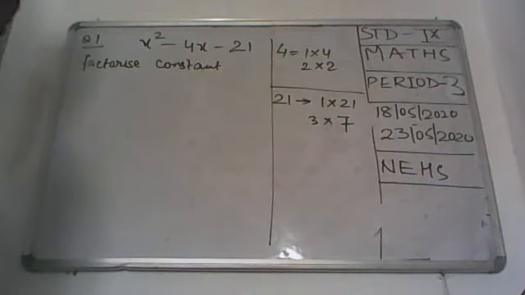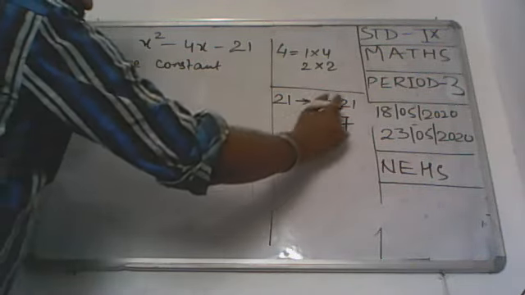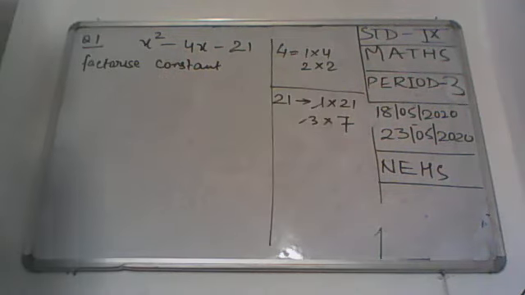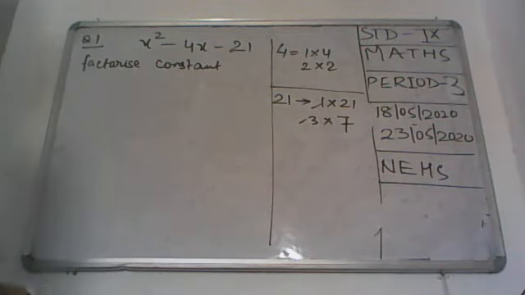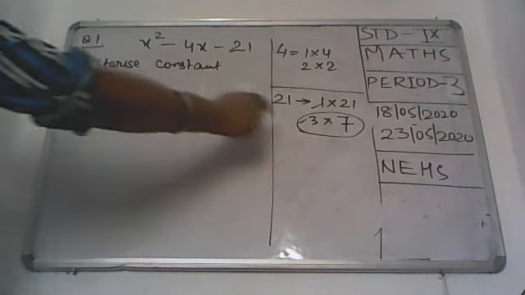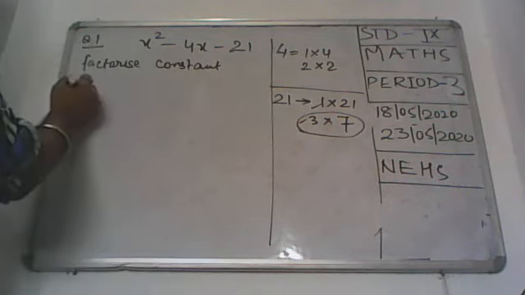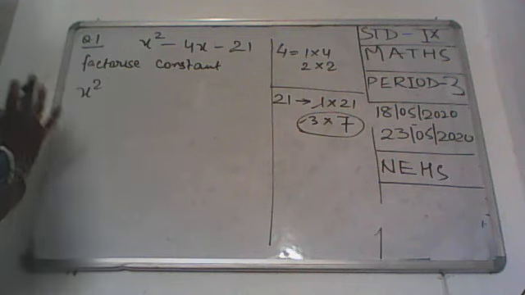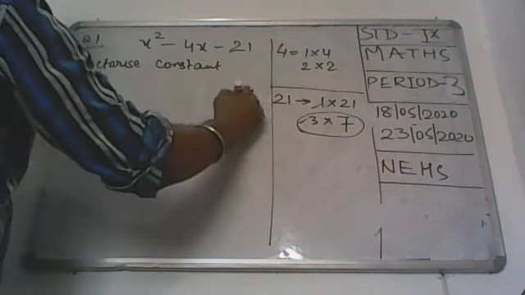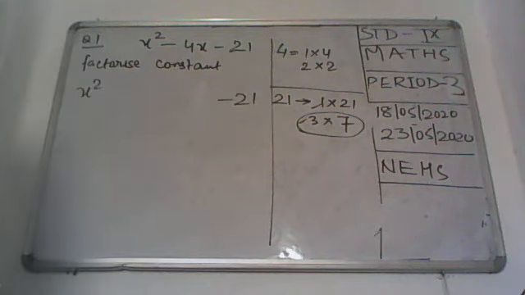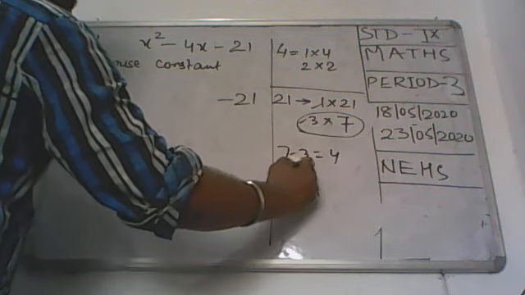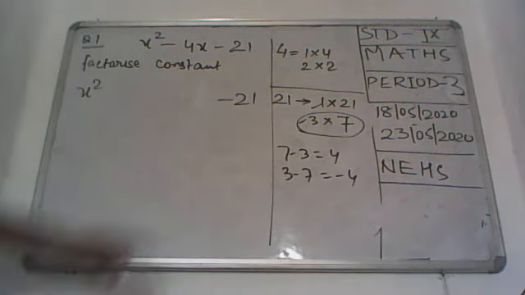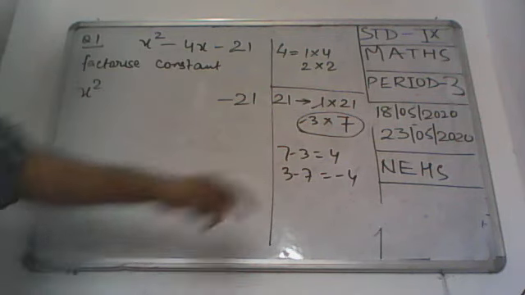Out of these 2 factors, tell me whose sum or difference can give you 4. I think this is the number whose sum and difference can give me 4, because in the middle we need 4 here. So now this will be written as x square as it is, minus 21 as it is. Then we need 4 here. It may be 7 minus 3, 4. It may be 3 minus 7, minus 4. What we need here is minus 4.